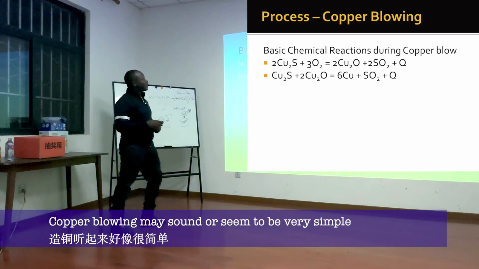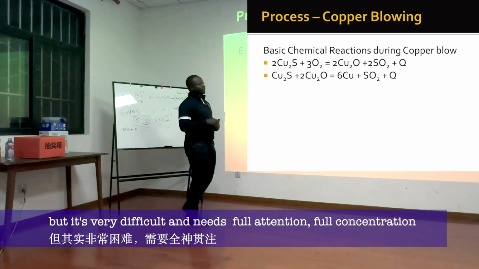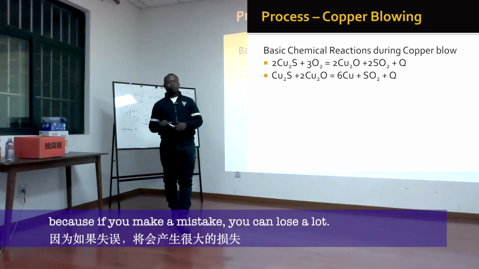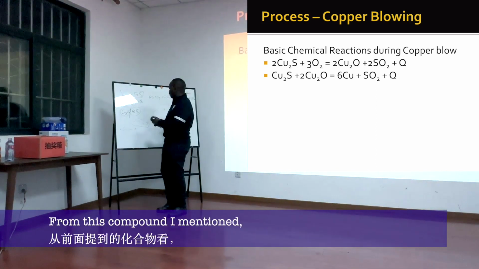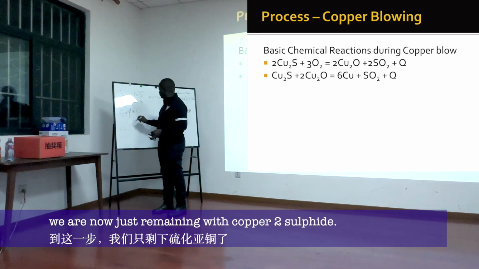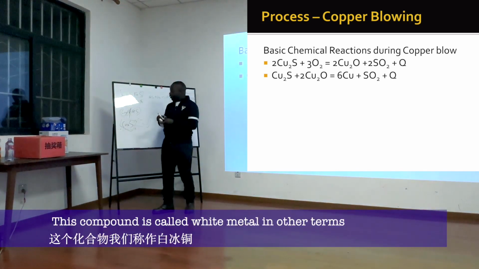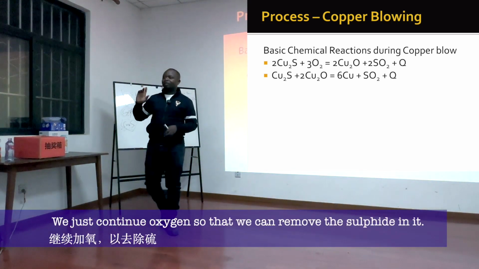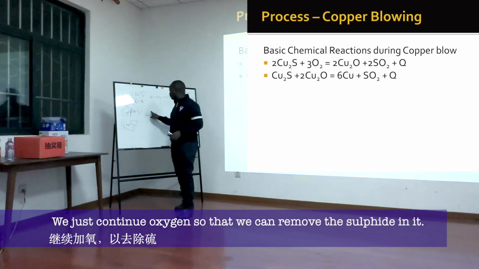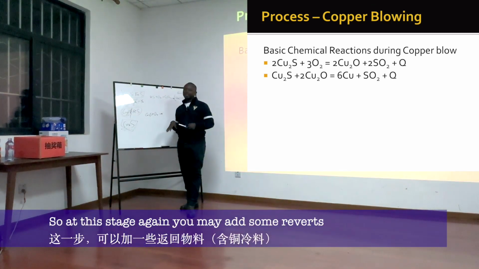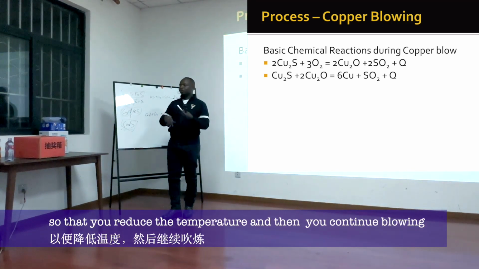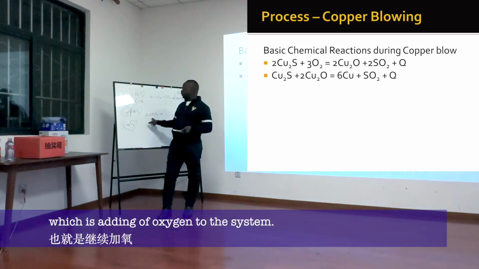Copper blowing may sound or seem to be very simple, but it's very difficult and needs full attention, full concentration, because if you make a mistake, you can lose a lot. From this compound I mentioned, we are now just remaining with copper 2 sulfide. This compound is called white metal in other terms. Copper blowing, no silica. We just continue oxygen so that we can remove the sulfur in it. So at this stage again, you may add some rivets so that you reduce the temperature. And then you continue blowing, which is adding of oxygen to the system.